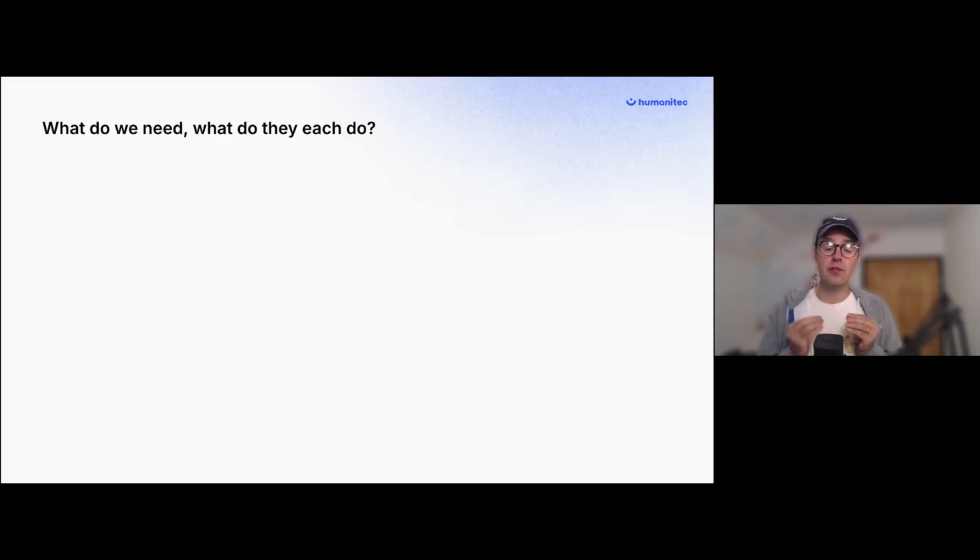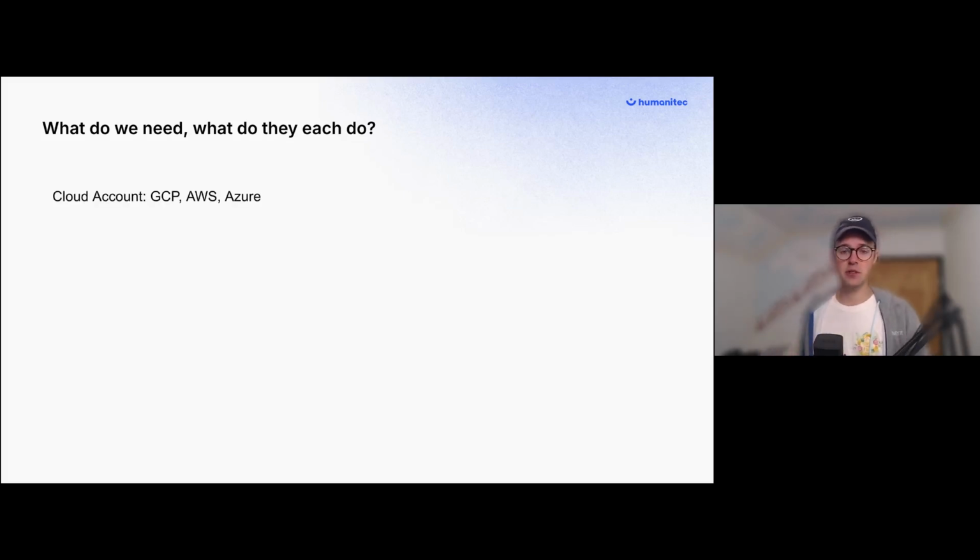Okay, so what are all of the things that we need to build a vibe coding platform? Well, first, we need a cloud account. Could be AWS, could be GCP, could be Azure, could be your private cloud. It doesn't really matter as long as it has an API endpoint that we can reach. So our cloud account is the thing that we are deploying into. No infrastructure, no vibe coding platform.